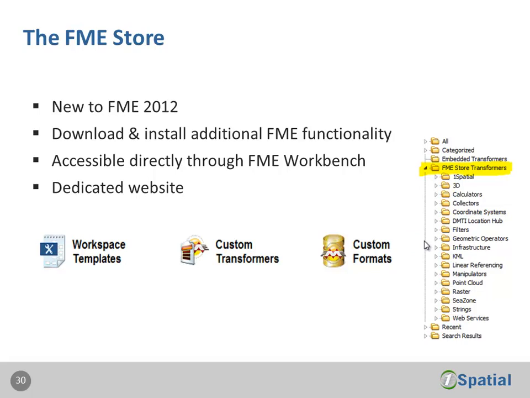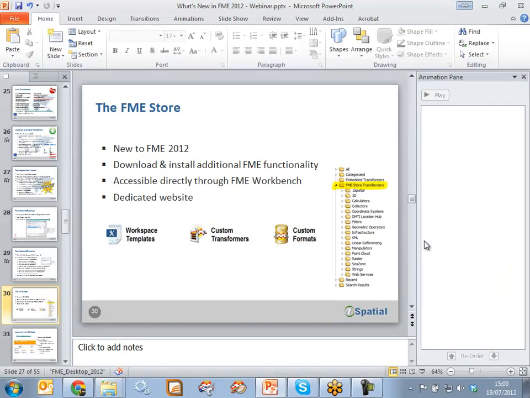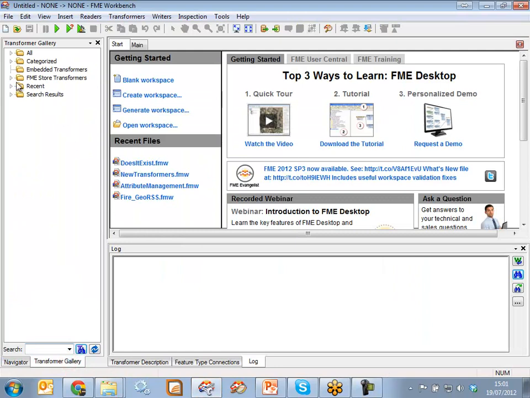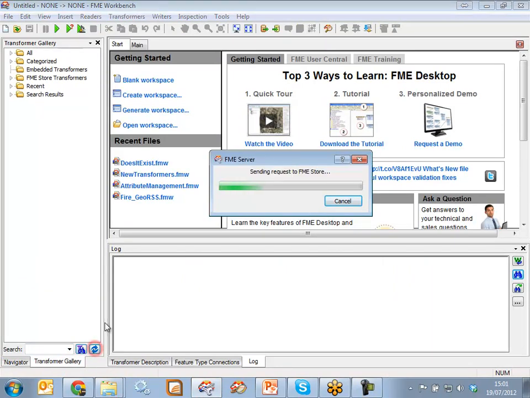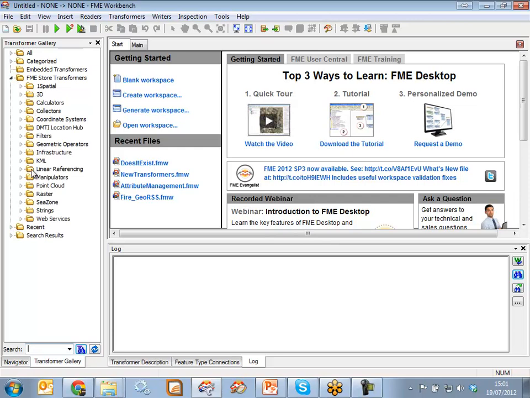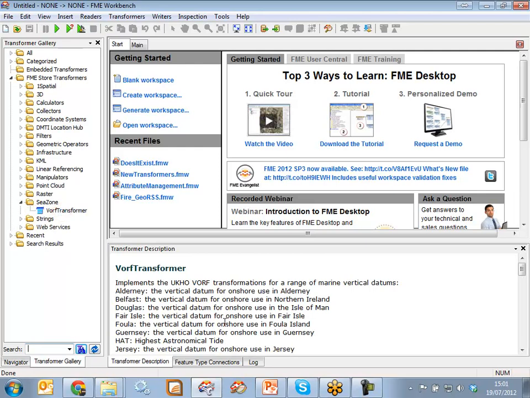The FME Store is a place that you can go to in your transformer gallery. You may need to, when you launch FME 2012 for the first time, go to your transformer gallery. You'll see the store is there. You may need to push this little refresh button, which goes away and connects to the internet and populates the FME Store, and you can see that if we drop it down, there's a bunch of different categories in here. So if we go and see, there's a C-zone transformer, and there's some details about it.